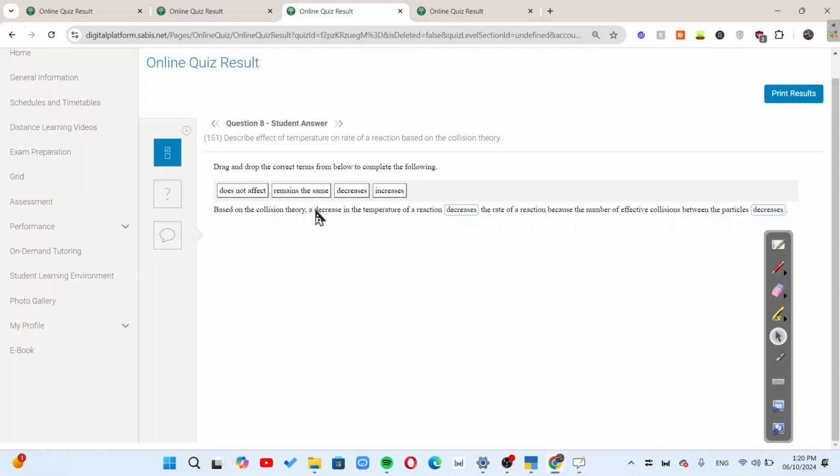So based on the collision theory, a decrease in the temperature will decrease the rate of the reaction because the number of effective collisions decreases. This is very obvious because decreased temperature will cause everything to decrease. So whenever it tells you decreased temperature, concentration, anything like that, everything's going to decrease.